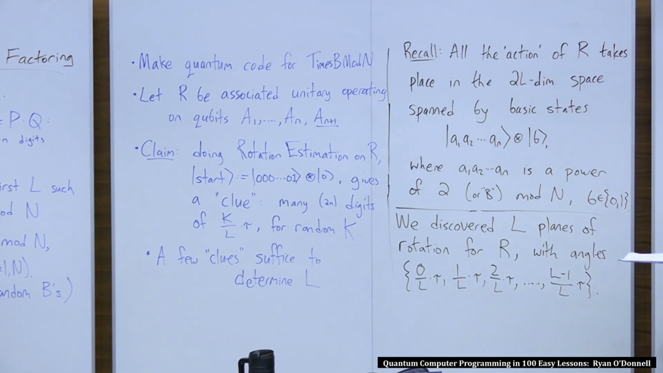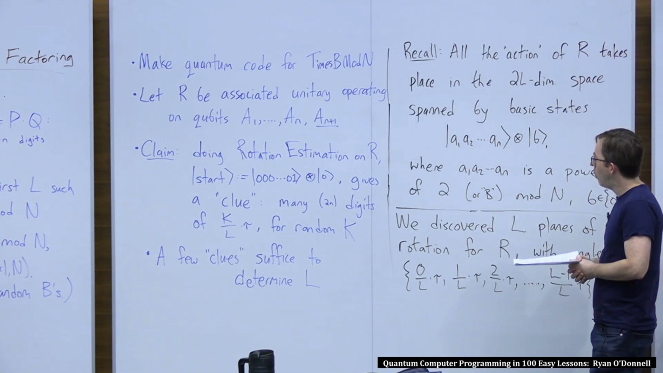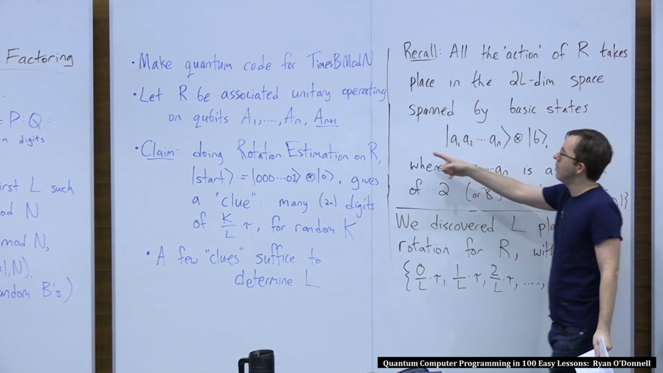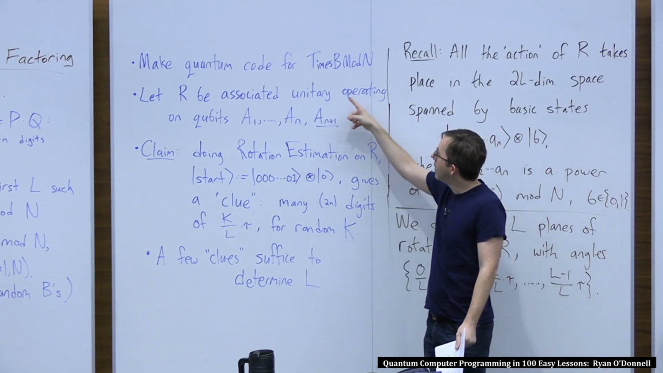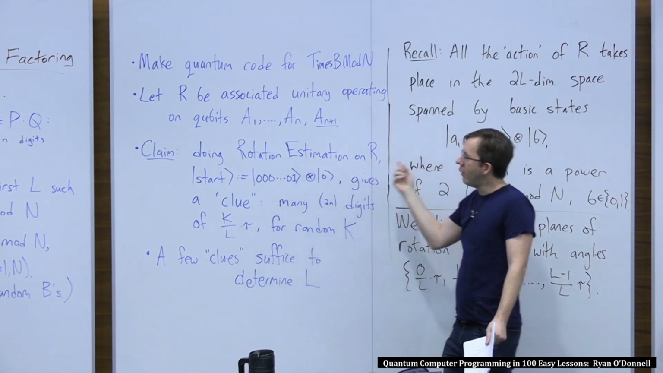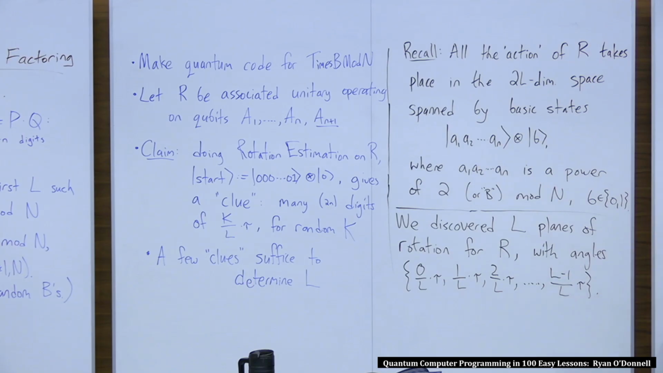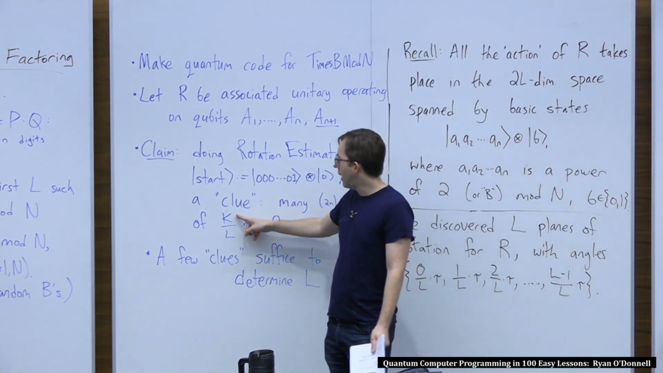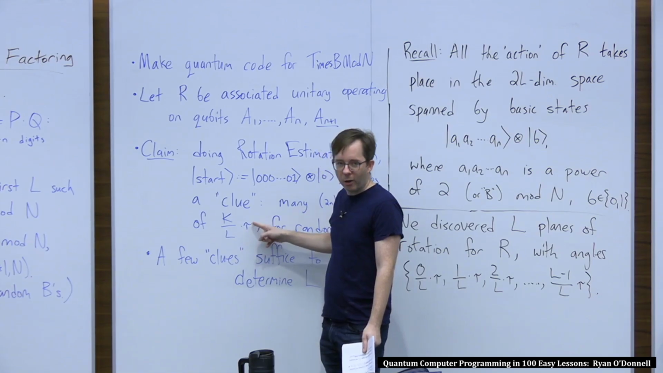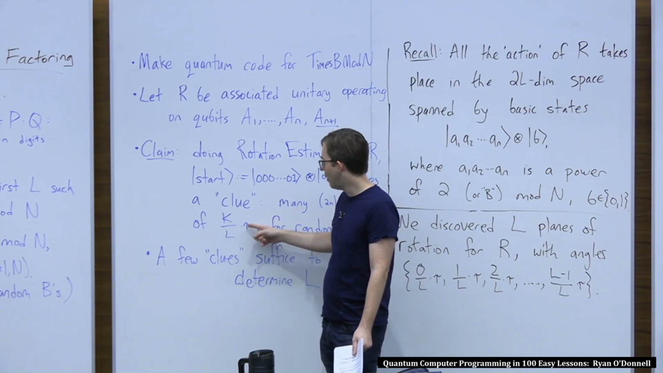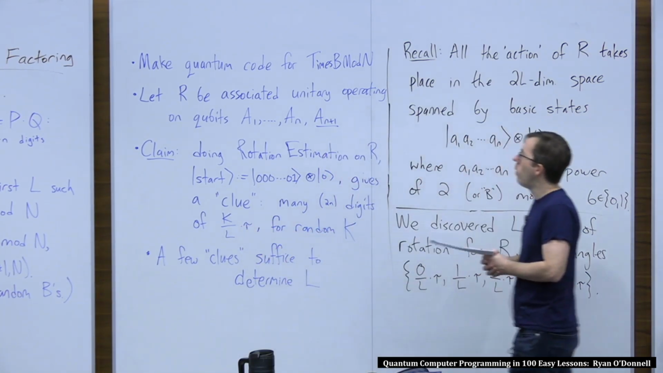good happens. And what we eventually showed is that this unitary operator that cyclically permutes the L factors, or powers of b, actually has L planes of rotation corresponding to a 1 over L fraction of the circle, a 2 over L fraction of the circle, a 3 over L fraction of the circle, and so forth. So all these rotation angles look like K over L times tau, that's 2 pi or 360 degrees, a full circle. These are rotation angles.